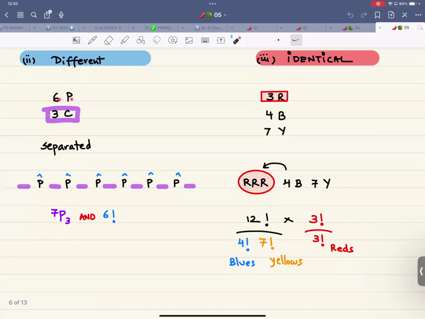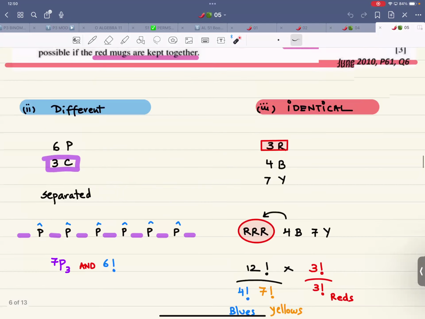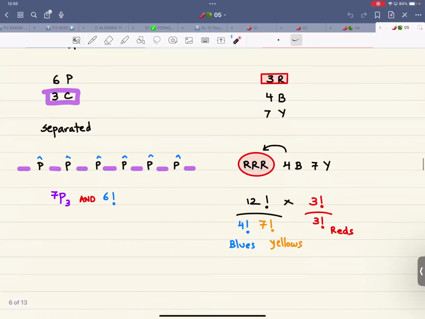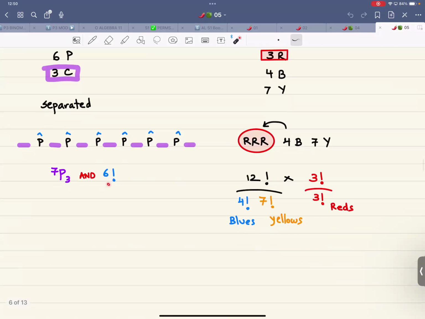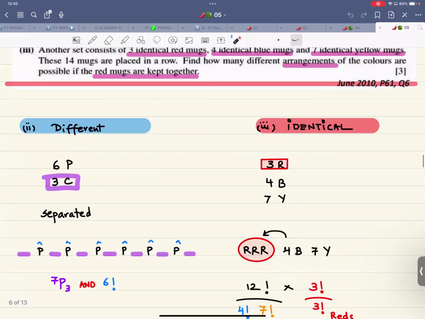So 6 plastic, 1, 2, 3, 4, 5, 6, 7 spaces. In these 7 spaces, these 3 could fit in, that's 7P3. And these plastic mugs can also arrange themselves, 6 factorial. It's not identical, there is no denominator.